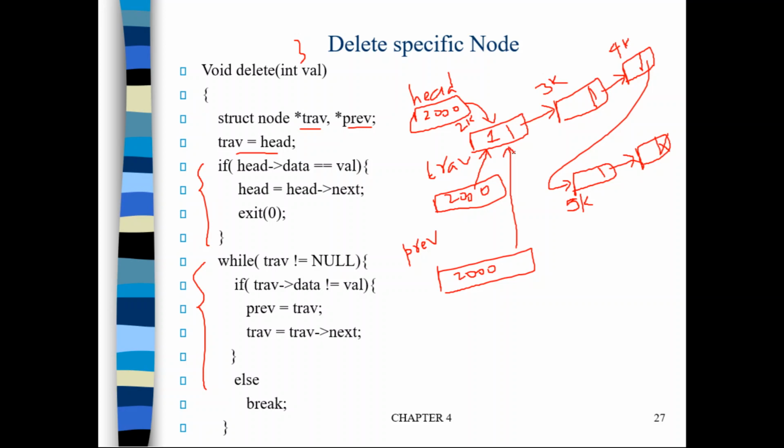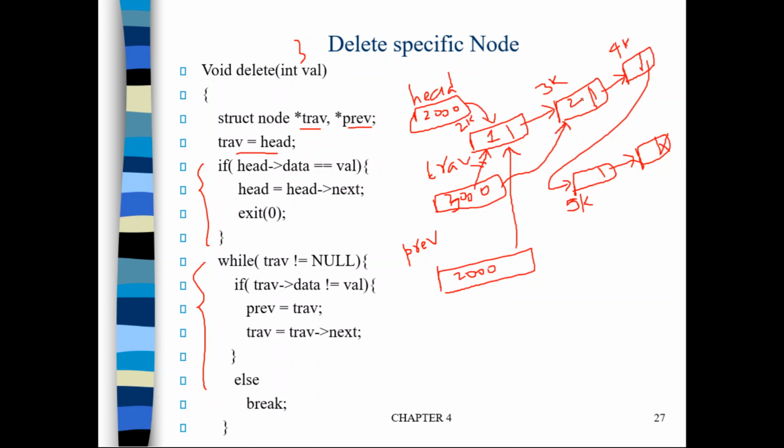So as of now, 3 nodes are pointing to the first node: head, traverse and previous. But then we change traverse to traverse arrow next, which means that now traverse will point to 3000. So no more is traverse pointing here. Traverse is pointing to the next node. And what is its value?